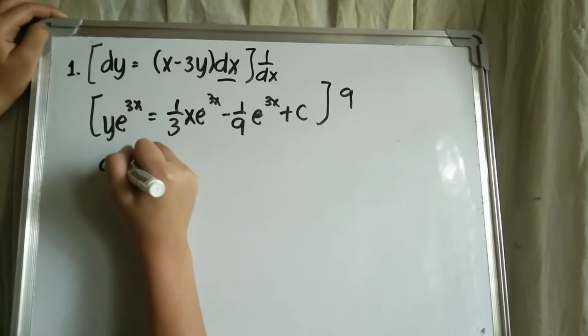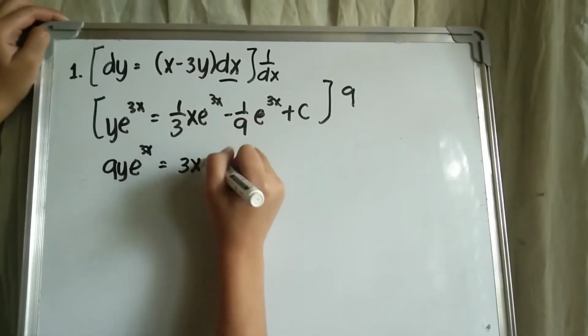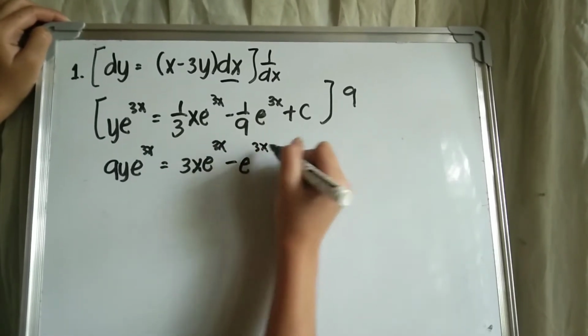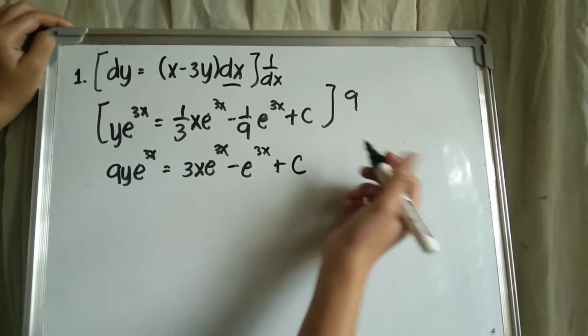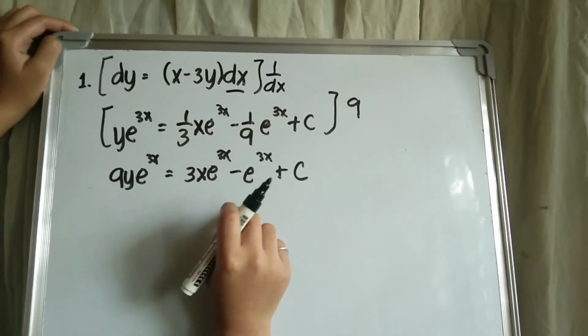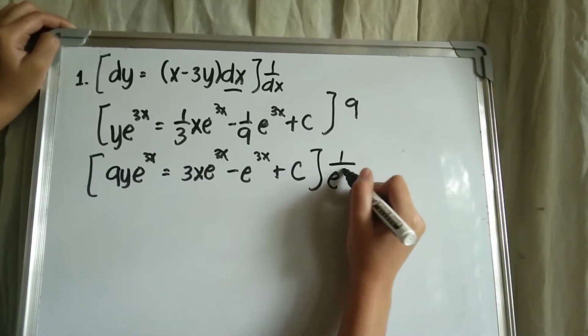So this will become 9y e raised to the power of 3x is equal to 3x e raised to the power of 3x minus e raised to the power of 3x plus c. Since all of our terms here contain e raised to the power of 3x, we will divide both sides by e raised to the power of 3x.